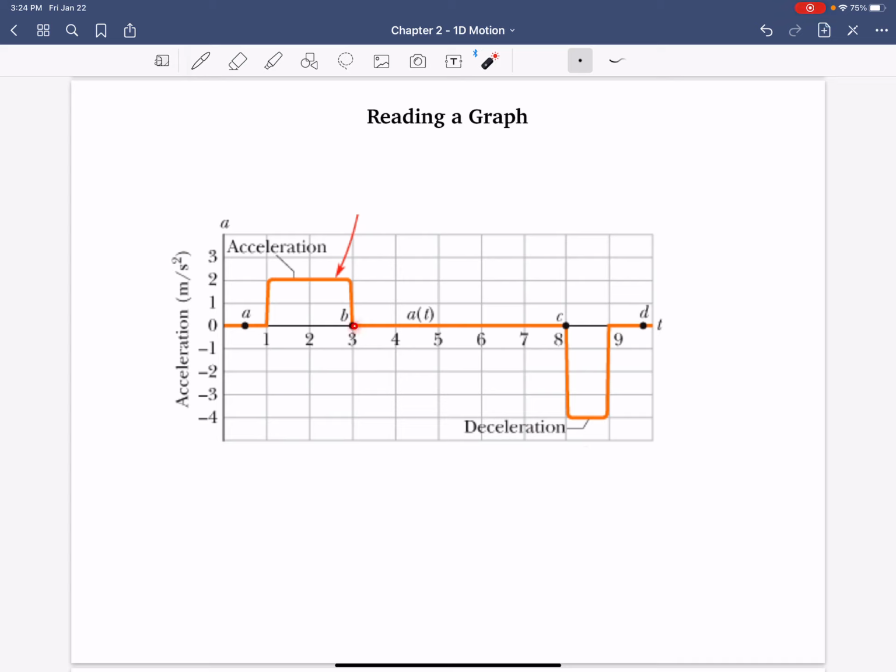Remember, between points B and C, that object was moving at a constant speed. So on that graph, that constant speed was represented by a horizontal line. Well, the same thing here, because a constant speed means that because acceleration is delta v over delta t, if that delta v is 0, acceleration is also 0. And we see that by a horizontal line here.